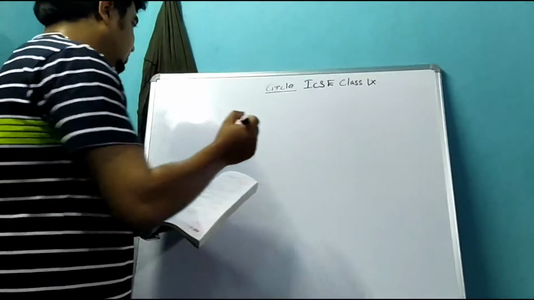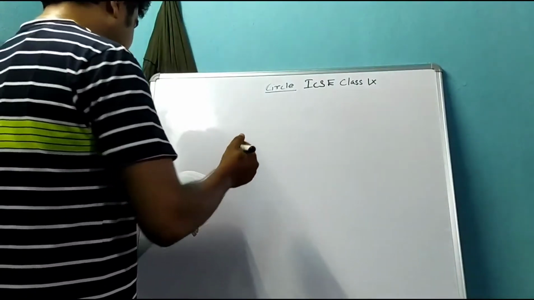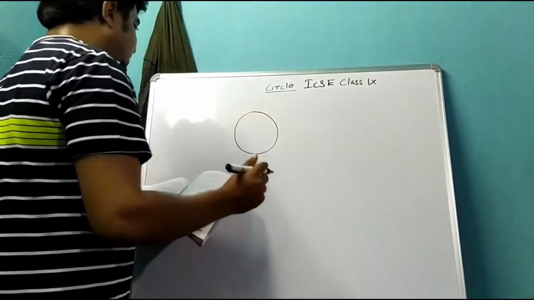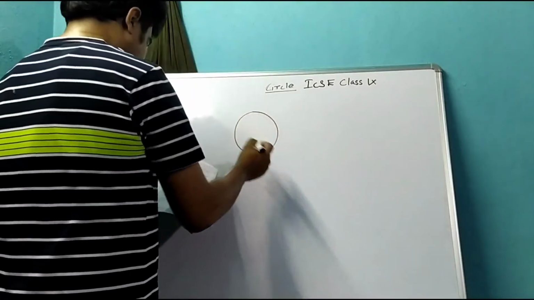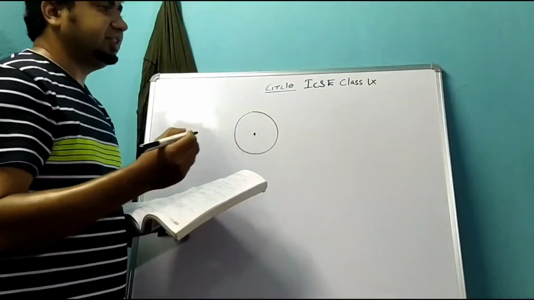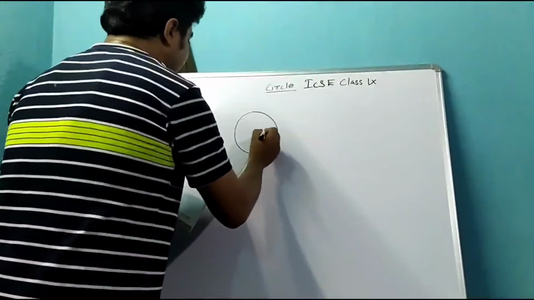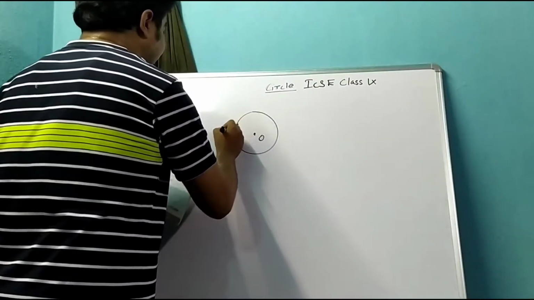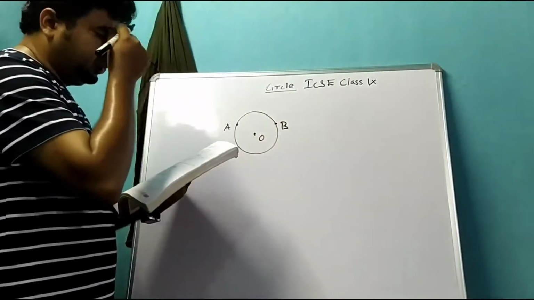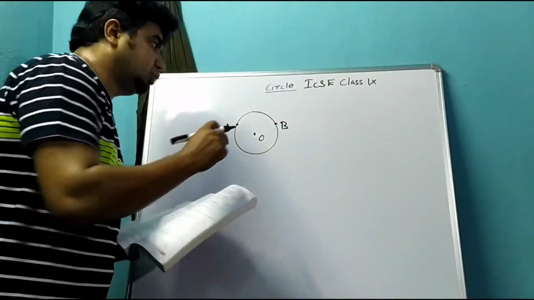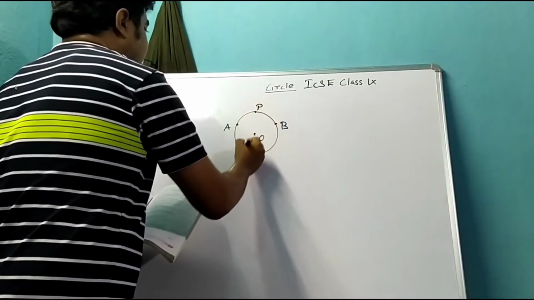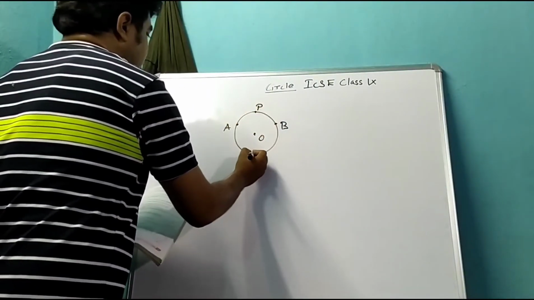Okay. So now we'll be discussing the arc of a circle. If I'm saying arc of a circle, you can understand arc in two ways. Arc of a circle with center O. Say A is one point and B is another point. If I have to move from A to B, two ways are there. I am naming these points as P and Q.